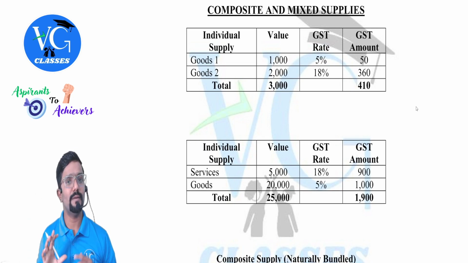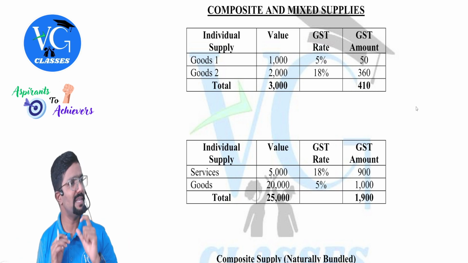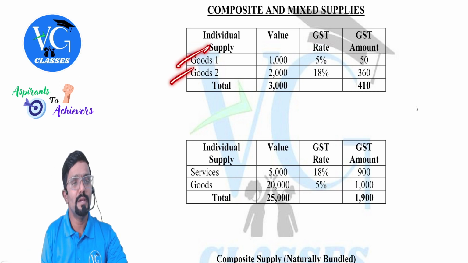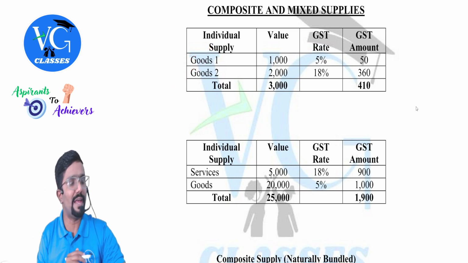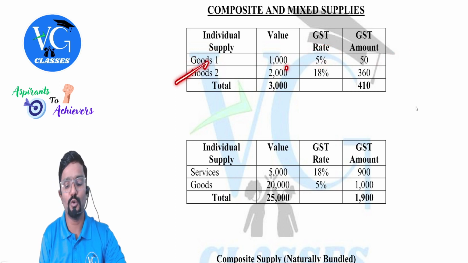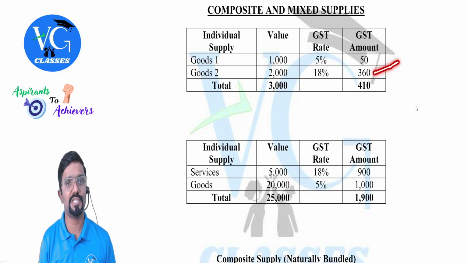Students might get confused between individual supplies and composite and mixed supply. Please listen carefully. I will explain first. Assume there are two individual supplies, meaning I am buying two goods together. Goods one for 1000, on which GST is 5%, comes to 50 rupees, and goods two for 2000 rupees, GST is 18%. Amount comes to 360.